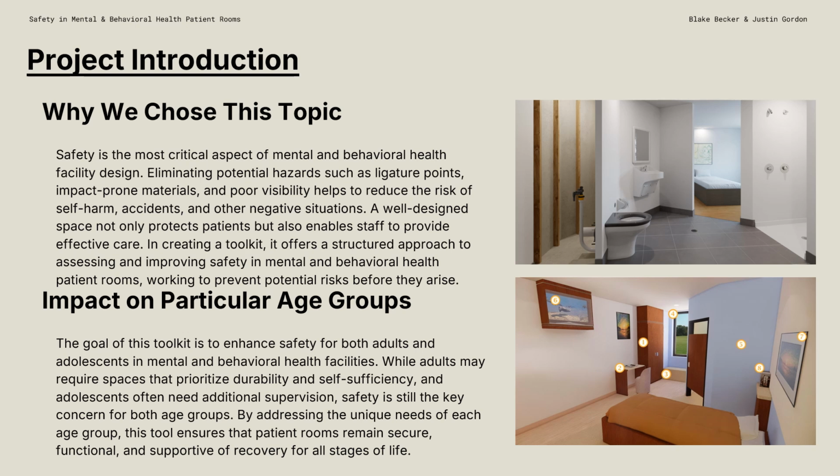In terms of the impact on particular age groups, the goal of our toolkit is to enhance safety for both adults and adolescents in mental and behavioral health facilities. While adults may require spaces that prioritize durability and self-sufficiency, and adolescents often need additional supervision, safety is still the key concern for both of these age groups. In addressing the unique needs of each age group, this tool ensures that patient rooms remain secure, functional, and supportive of recovery for all stages of life.